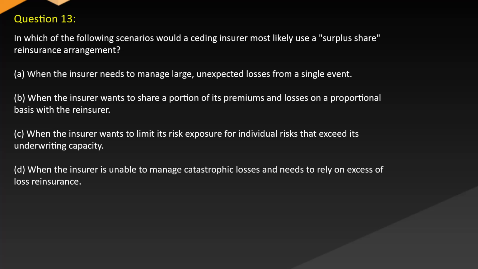Question 13. In which of the following scenarios would a ceding insurer most likely use surplus share reinsurance arrangements? A. When the insurer needs to manage large unexpected losses from a single event. B. When the insurer wants to share a portion of its premiums and losses on a proportional basis with the reinsurer. C. When the insurer wants to limit its risk exposure for individual risks that exceed its underwriting capacity. D. When the insurer is unable to manage catastrophic losses and needs to rely on excessive loss reinsurance.